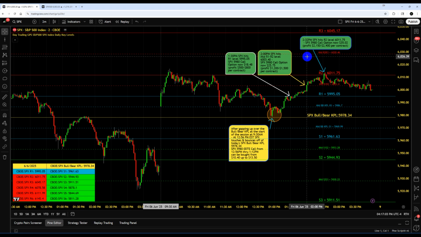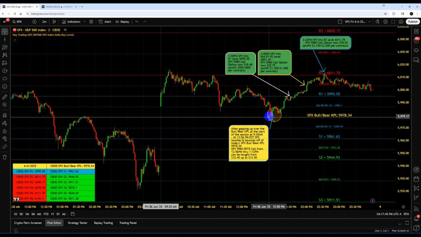And as you can see later on in the session, at 2:32 p.m., SPX does hit the R2 level again, returning back up to where it was earlier in the session, at 6,011.75, and the 5980 call option is now $35.02 here. So your profit is $2,150 to $2,400 per contract. Again, if you took the worst case scenario, it's $2,150 per contract. If you bought at a better price within this range, you would be up to $2,400 per contract.